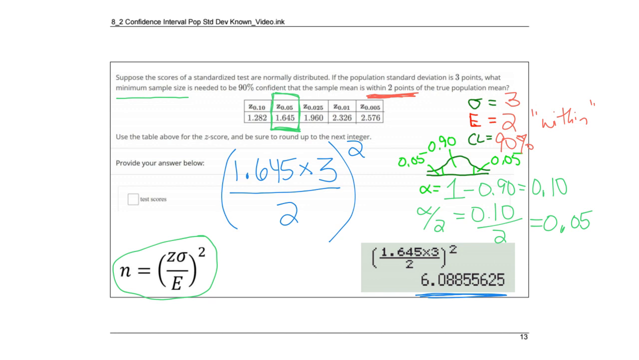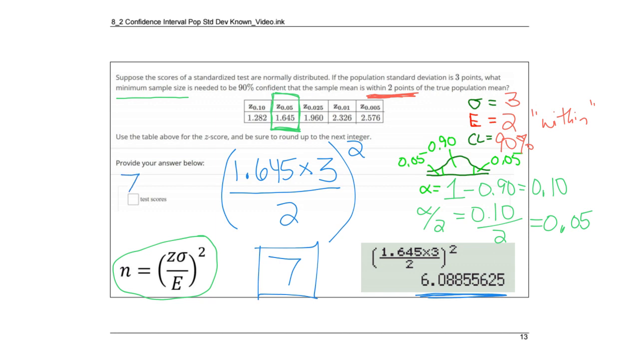Well, if you only go with the 6, you might short side yourself and you might not be within those 2 points of the true population mean the way you want to. It's always better to do more with sample size, not less. And so even though normally we would round this to 6, we want to always round up. And so we are going to go to 7.